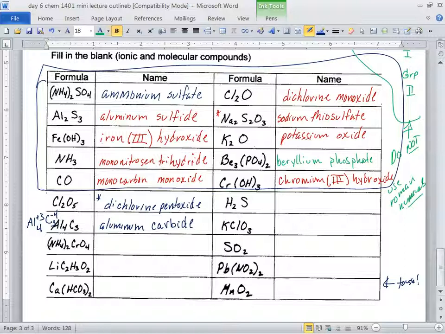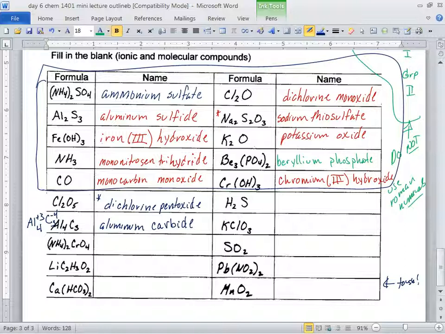H2S. Dihydrogen sulfide. Potassium chlorate. You said sulfur dioxide. Lead 2 nitrite. Yes, because nitrate has one more O. Nitrate would be the NO3. Lead 2 nitrite. And the last one we'll leave for lab.